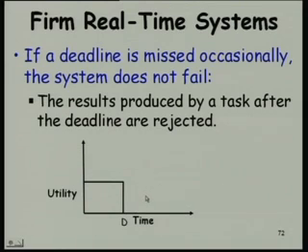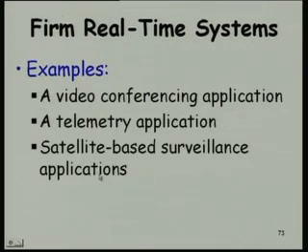But if it fails once in a while, it is all right, but if every task fails, then we will have to say that it has failed. What about examples of a firm real time system?